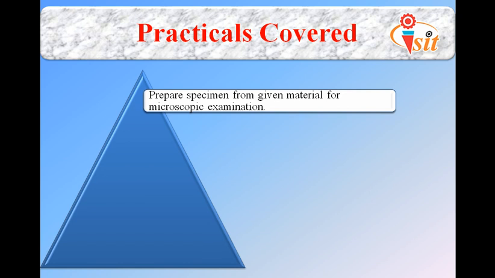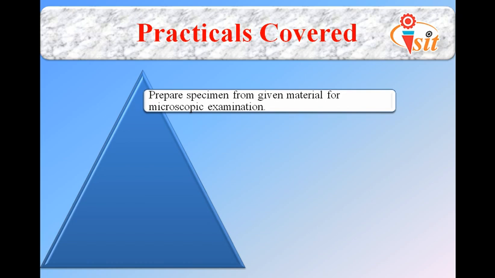For microscopic examination you must have a material which has a good surface finish. To make a good surface finish, you have some papers, polish papers. With the help of that polish paper you can get a good surface finish.